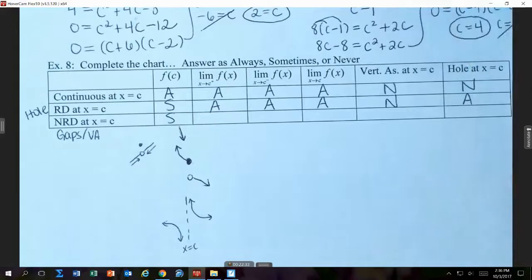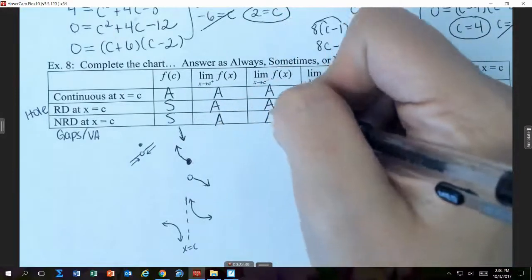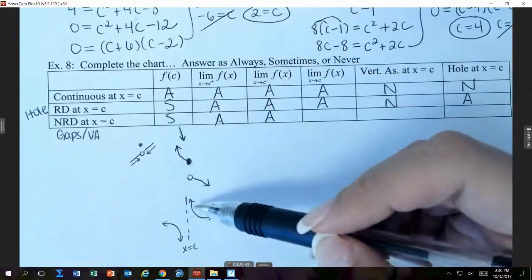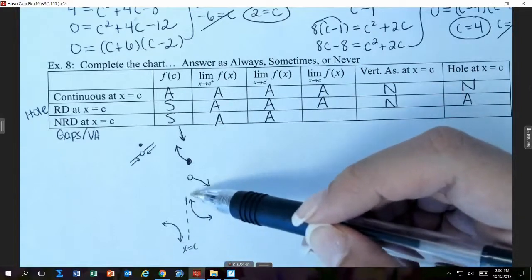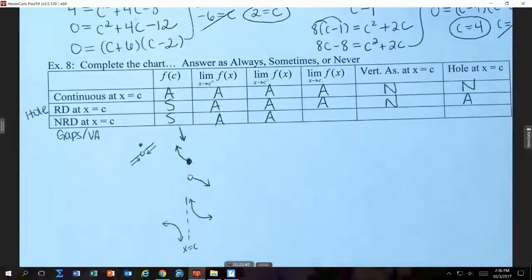So that's just sometimes. What about a right and left hand limit? I'm always going to have a right and left hand limit. Even if I have an asymptote, my left hand limit here would be negative infinity and my right hand limit would be positive infinity. Always going to have that.